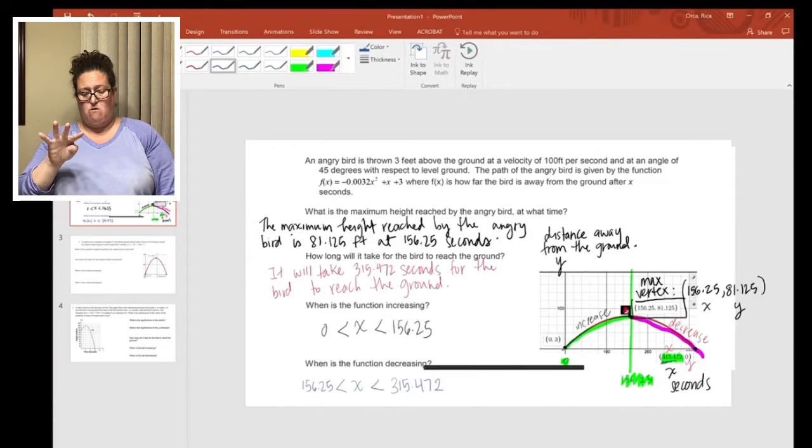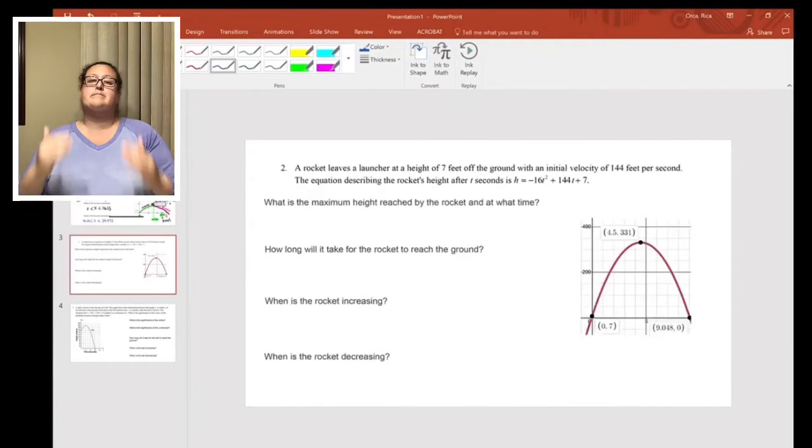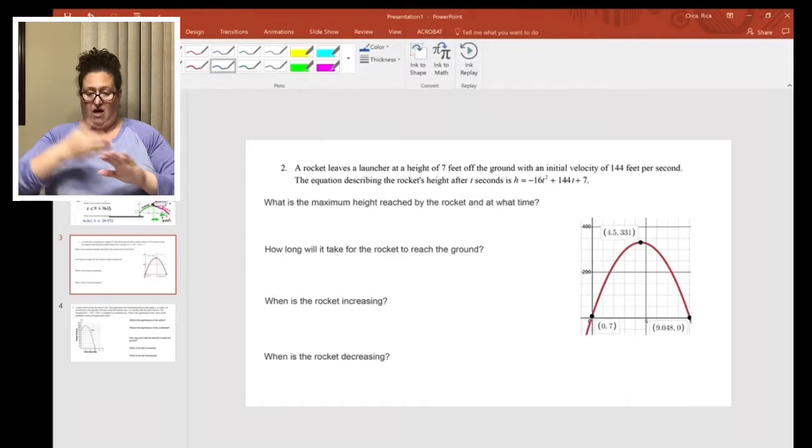Now let's look at another problem. A rocket leaves a launcher at a height of 7 feet off the ground with an initial velocity of 144 feet per second. The equation describing the rocket's height after t seconds is h equals negative 16t squared plus 144t plus 7. What is the maximum height reached by the rocket and at what time?